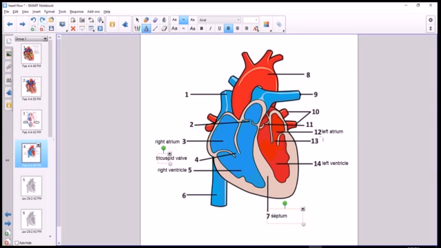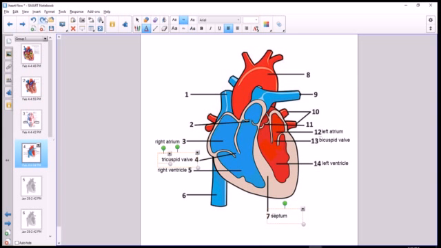Conversely, on the left side, separating the left atrium from the left ventricle is the bicuspid valve. So they're both cusp valves. On the right side is the tricuspid, on the left side is the bicuspid valve.